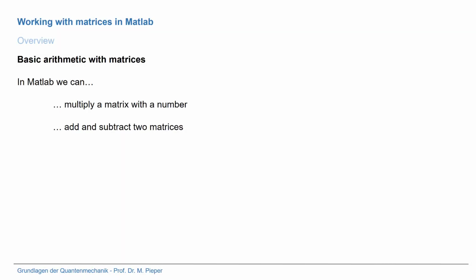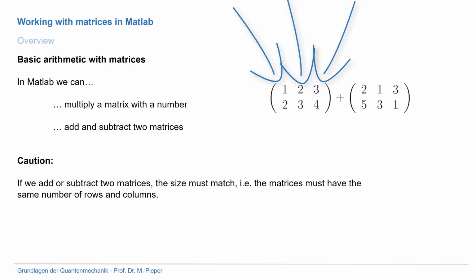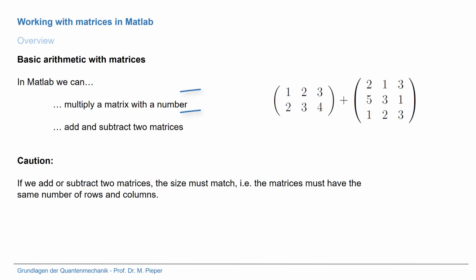So in Matlab we can multiply a matrix with a number and we can add and subtract two matrices. A warning here, if we add or subtract two matrices, then the size must match. That is, the matrices must have the same number of rows and columns. So two examples. Here in this example we have 2 rows and 3 columns for both matrices. That works. In this case we have for the first matrix 2 rows and for the second matrix we have 3 rows. That does not match, so here we get an error message.